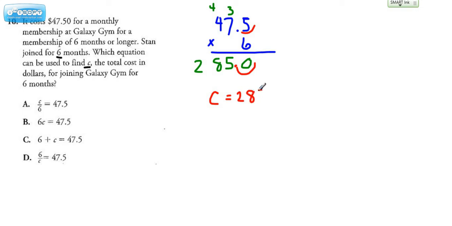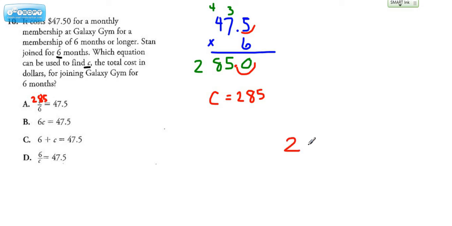Now what we have to figure out is which one of these equations that we have here, if we were to substitute in the 285, would actually give us what we have here on the right, which is $47.50. Now if we took this value of 285, let's look at choice A, and we substituted it in for where the variable is. If we did this divided by this, would we get $47.50?